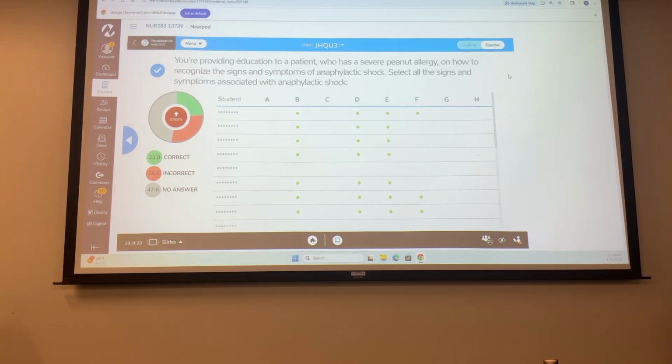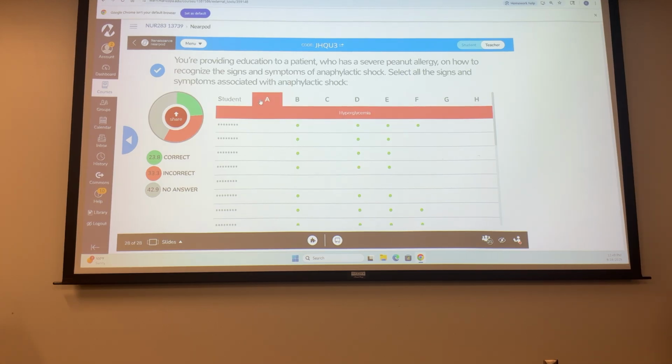All right, you're providing education to a patient who has a severe peanut allergy on how to recognize the signs and symptoms of anaphylactic shock. Select all the signs and symptoms associated with anaphylactic shock. Okay, so do we think that hyperglycemia is a sign or symptom? Negative, it is not. High blood sugar has nothing to do with anaphylactic shock.